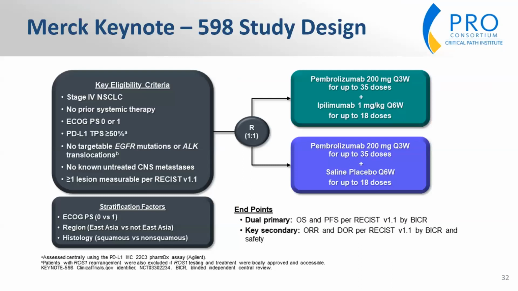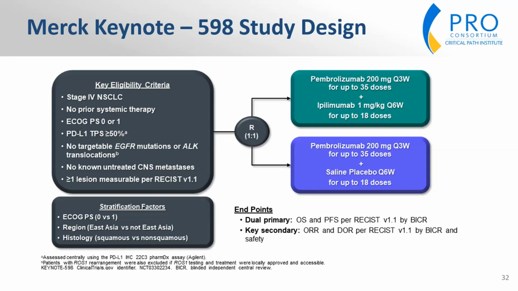So that's when we included the instrument into our phase 3 study, and here is a schematic of the study design. On the left-hand side, you can see our key eligibility criteria: stage 4 non-small cell lung cancer, no prior systemic therapy, ECOG performance 0-1, and so forth. Each of the patients were randomized 1-to-1 to either pembrolizumab plus ipilimumab or pembrolizumab monotherapy.